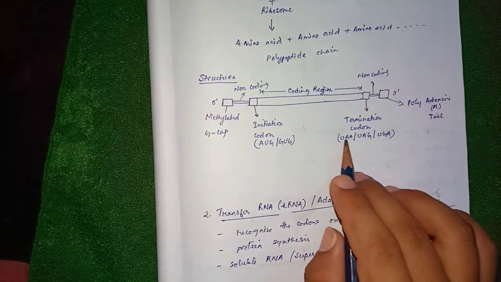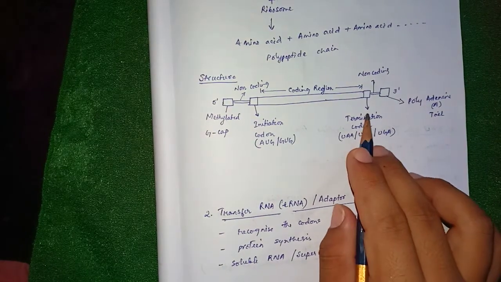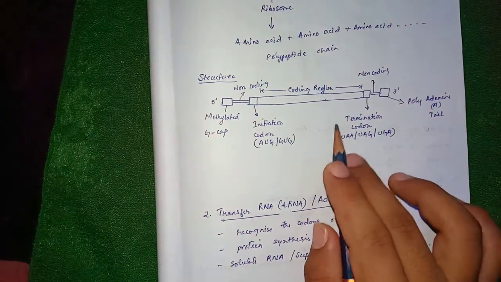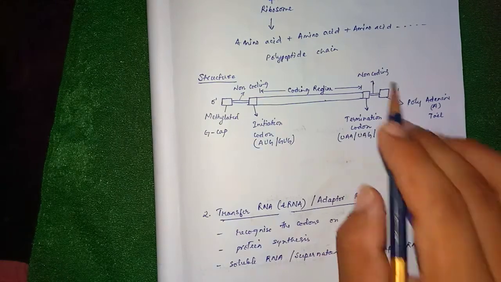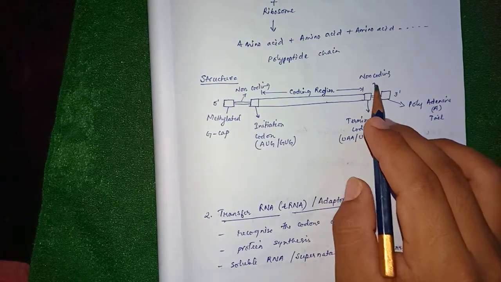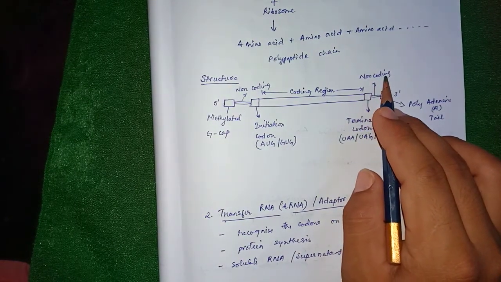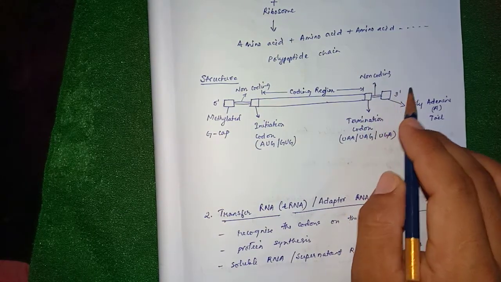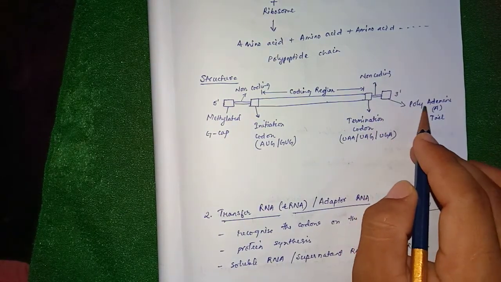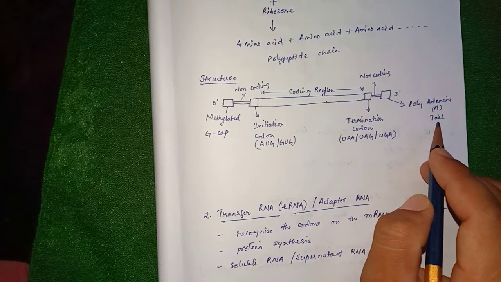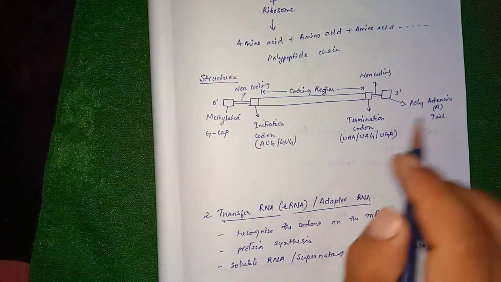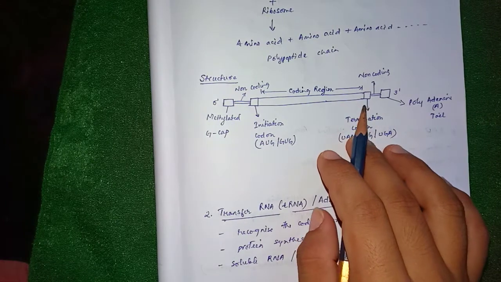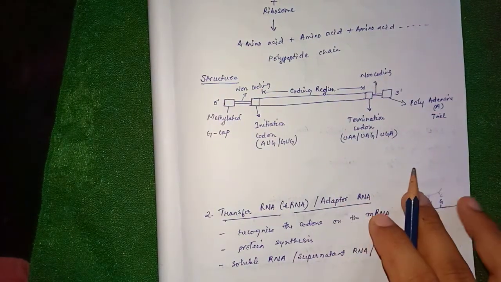So these are the triplet nitrogenous bases which signify the termination codon, and just behind this termination codon is the non-coding region, and just behind this non-coding region at the 3' end of the mRNA is the polyadenine tail, also called the poly-A tail. So these are the structural components of the mRNA.